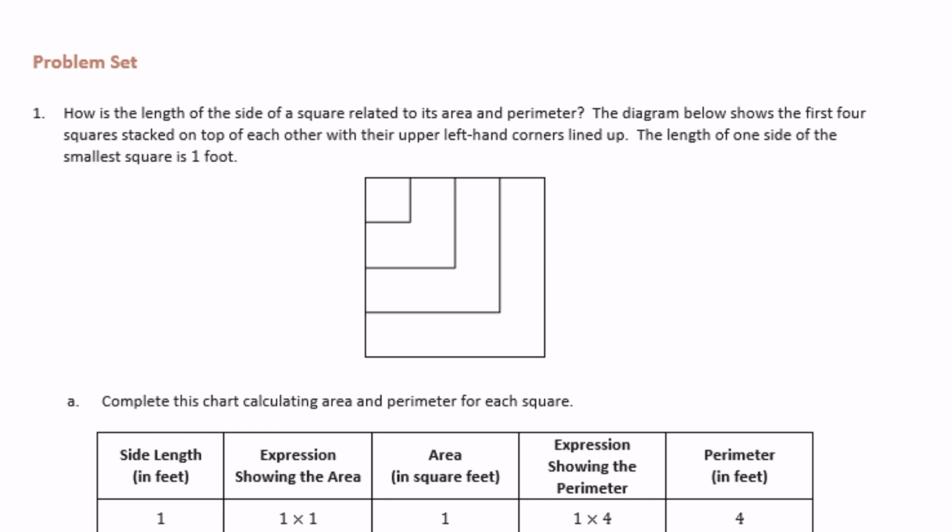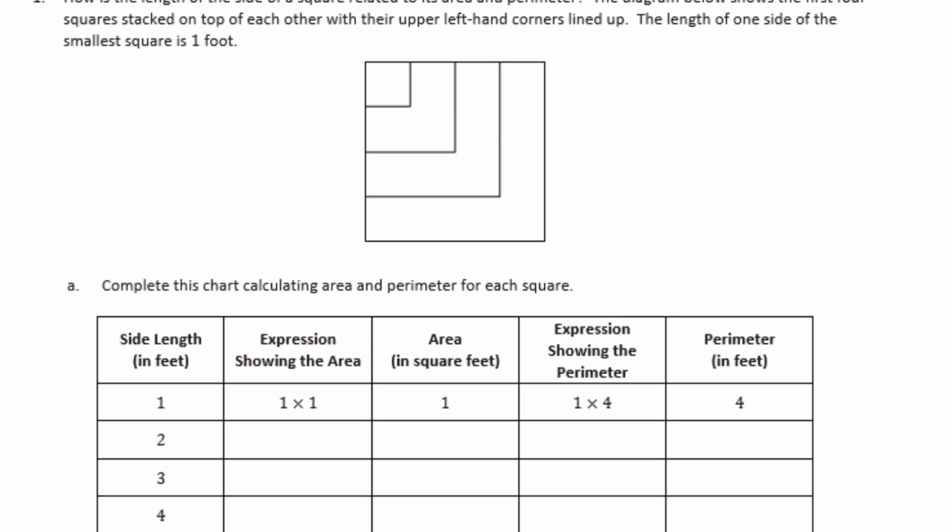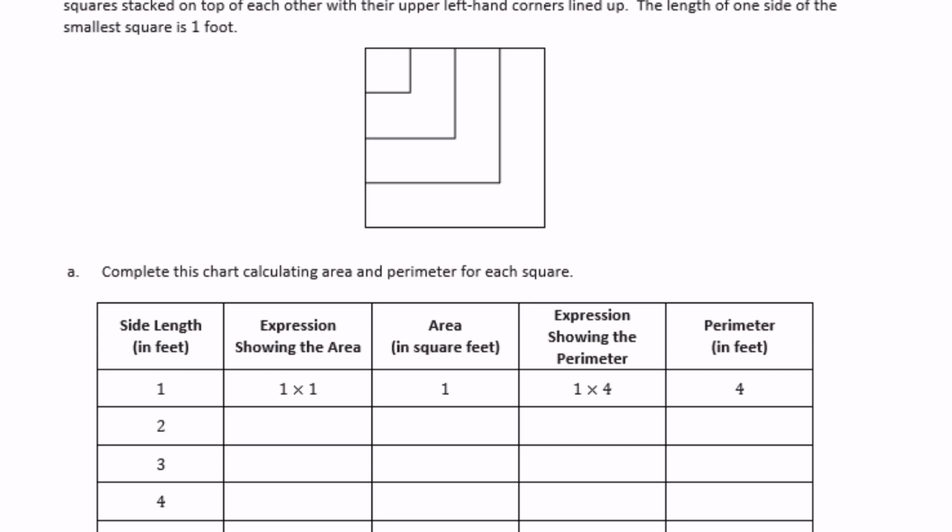Okay, so we're going to complete this chart, calculating area and perimeter for each square. When the side length is 1, this little one in the corner is 1 by 1. So the expression showing the area would be 1 times 1, which would mean that the area is 1. The expression showing the perimeter is 1 times 4, because perimeter is what's all the way around. So it's 1 four different times, so we do 1 times 4 to find the perimeter. So then the perimeter in feet is 4, because 1 times 4 is 4.